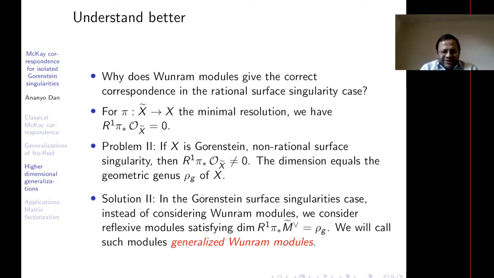So one very important thing to note here is that we are still in the surface setting. We already land into problems if we go into non-rational or non-quotient singularities, even in the surface case. So we have to refine our choices of reflexive modules further, even in this setup. What we will call these modules is the generalized Wundram modules.